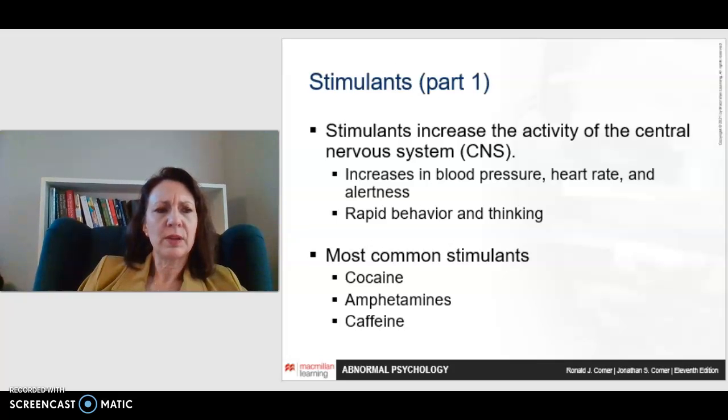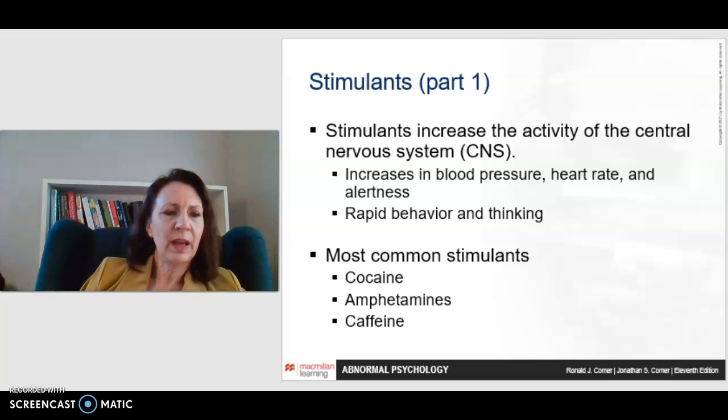Stimulants are the next class of drugs that we're going to talk about. They increase the activity of the central nervous system. They increase blood pressure, heart rate, and alertness, and they produce rapid behavior and thinking. The most common stimulants are cocaine, amphetamines, and caffeine.